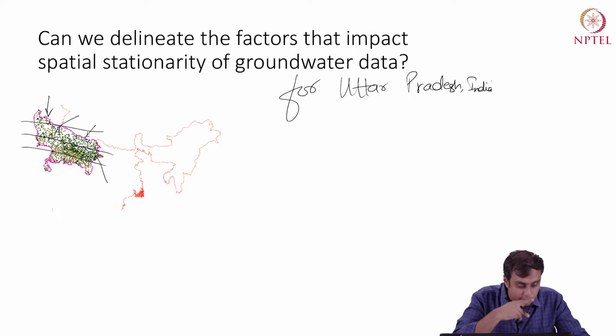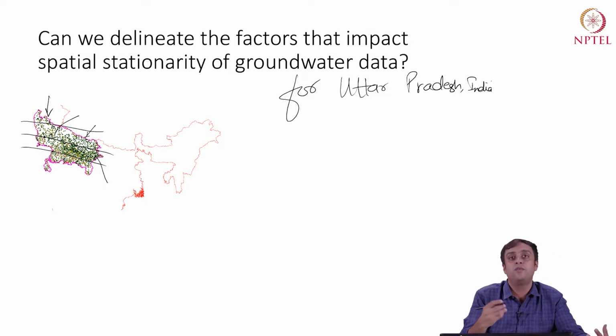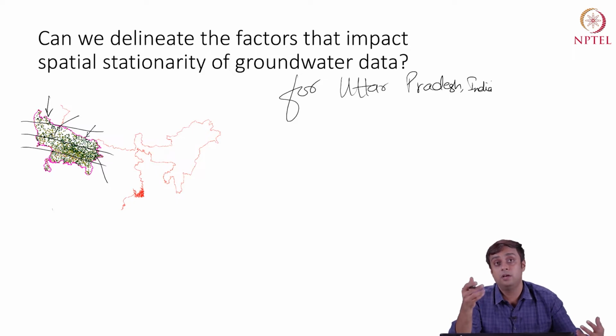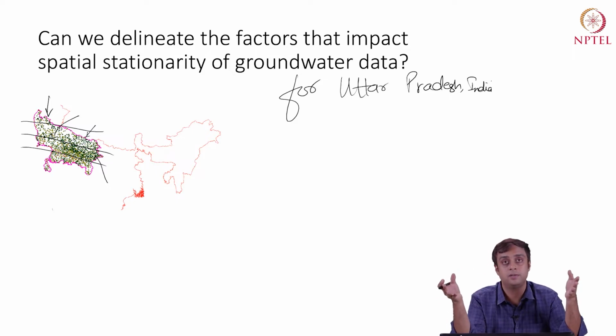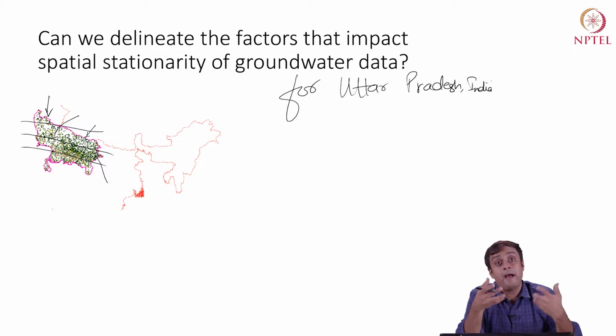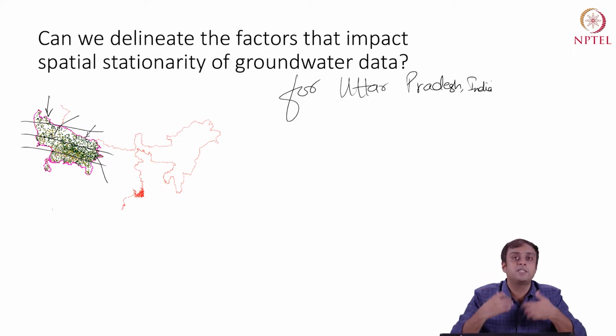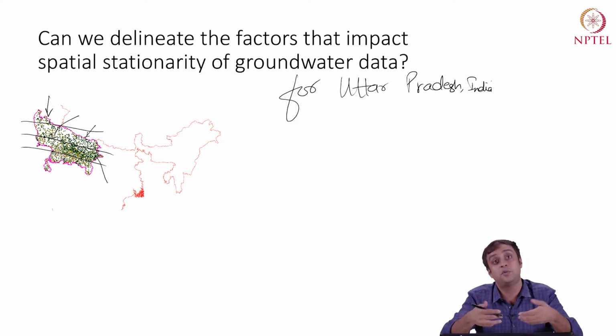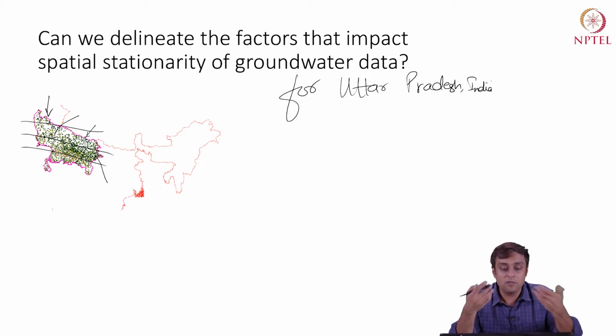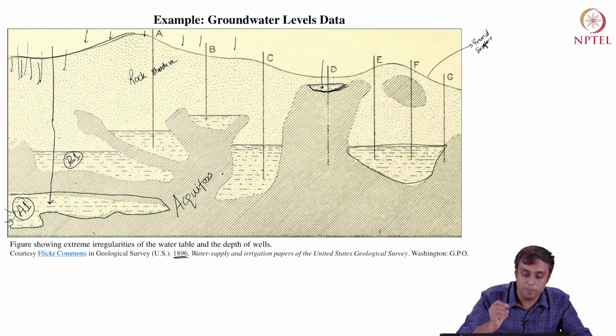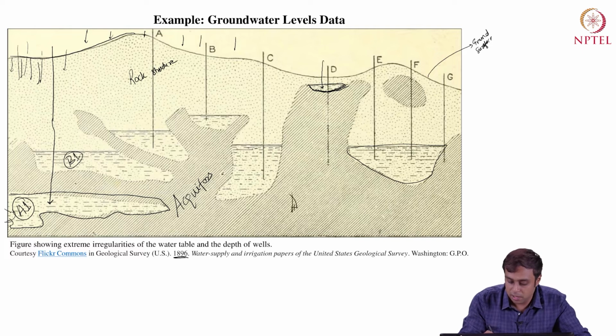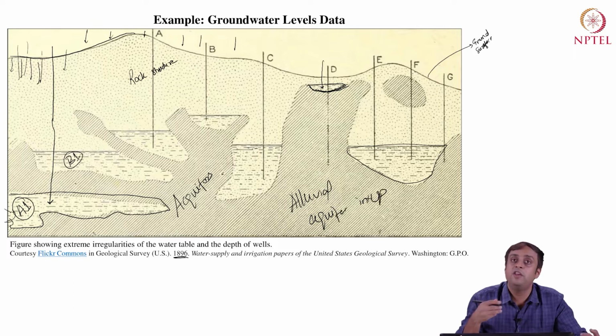Okay. Now, clearly, we need something more than arbitrary demarcation of stationary areas. And as we have seen earlier, perhaps we need expert domain knowledge. One of the expert domain knowledges is the knowledge of aquifer types. So one of the things about the aquifer in UP is that it is an alluvial aquifer. Right? What is an alluvial aquifer?